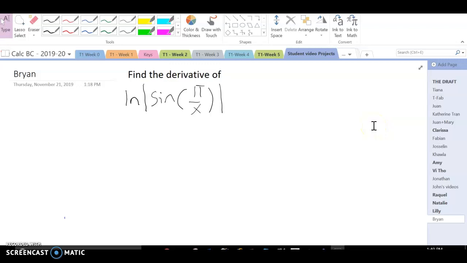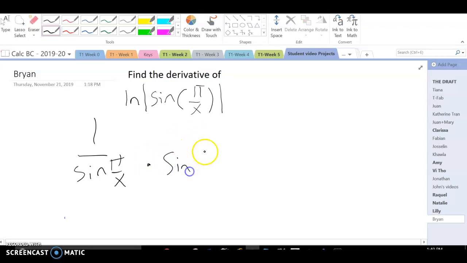Today we're going to find the derivative of ln of sine of pi over x. First step we have to do is know that the derivative of ln of sine of pi over x is the same as 1 over sine of pi over x. Just because of how ln works, we multiply that, due to the chain rule, by the derivative of sine of pi over x.